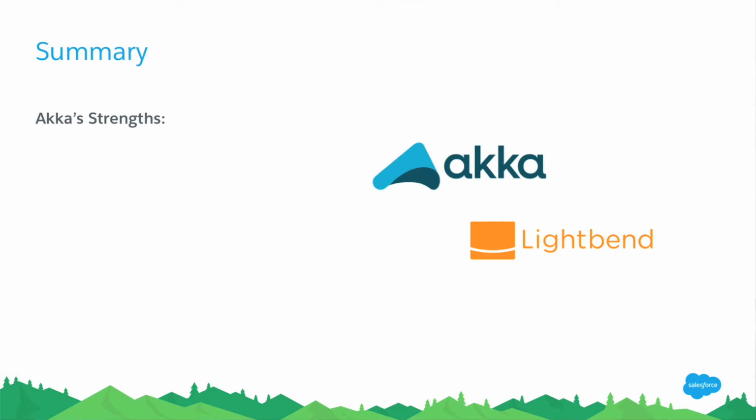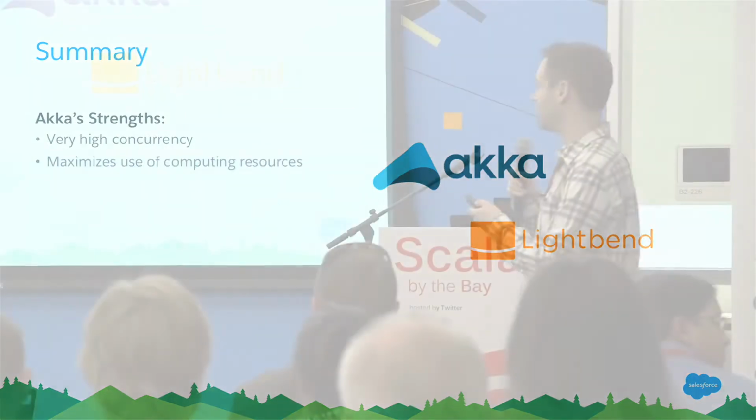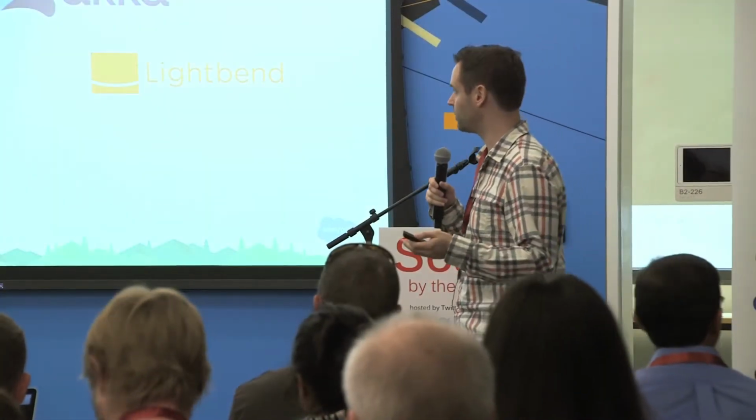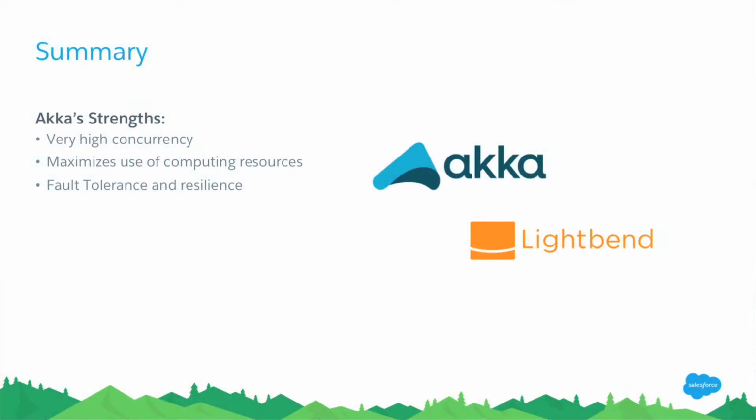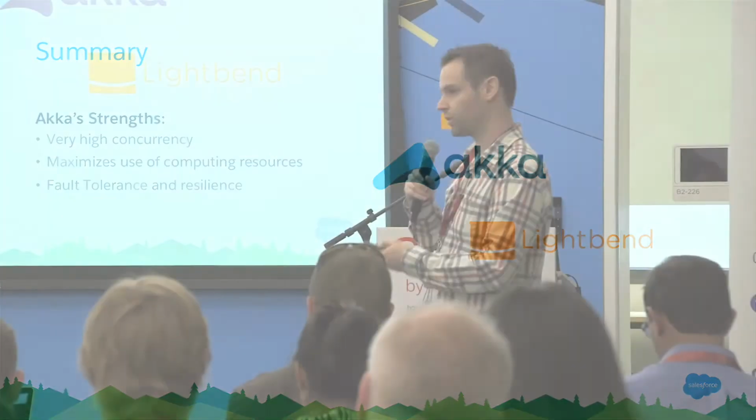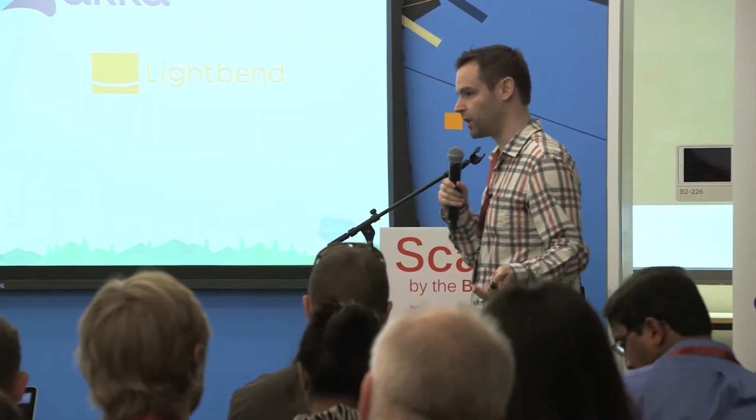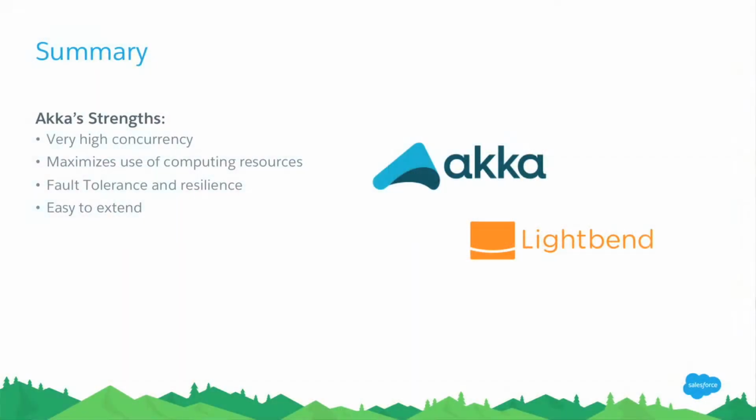A quick summary to recap about Akka. Akka is very good for high concurrency. It lets you maximize the use of your computing power. It's good for fault tolerance and resilience. You can basically decide what you want to do if a child actor fails. You can restart it, or you can spin up a new one. It's easy to extend with the extensions that I just mentioned, and easy to scale out using Akka cluster.